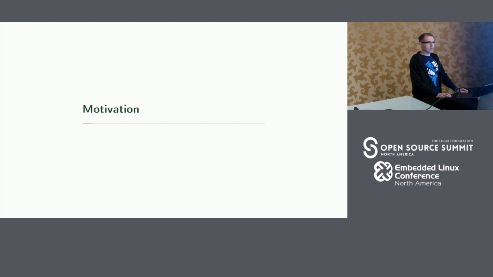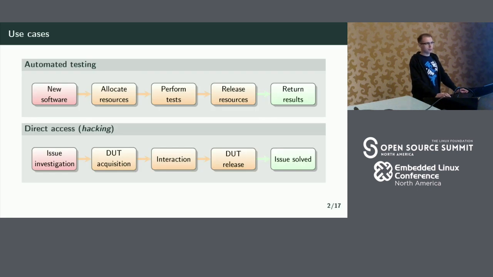Let's start with something that we face every day: the most common use cases for automated testing. That would be continuous integration systems and having direct access for hacking devices, or rather, I should say, issue investigation. Both these approaches require allocating resources, which is sometimes just the acquisition of a device under test for performing some actions on it. Then releasing no longer useful resources and either analyzing the results that you got or solving the issue that you began with. Although these use cases are often treated differently in various automated testing laboratories, they are pretty similar.